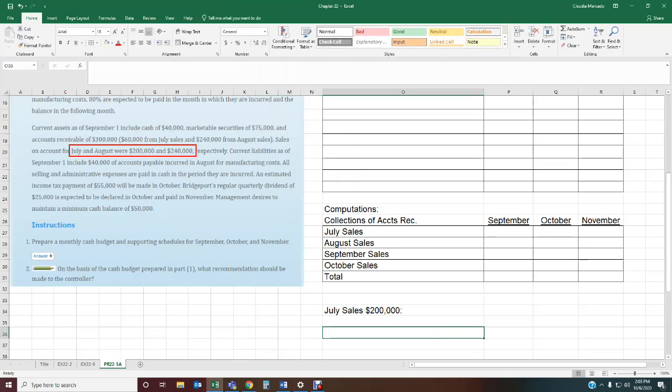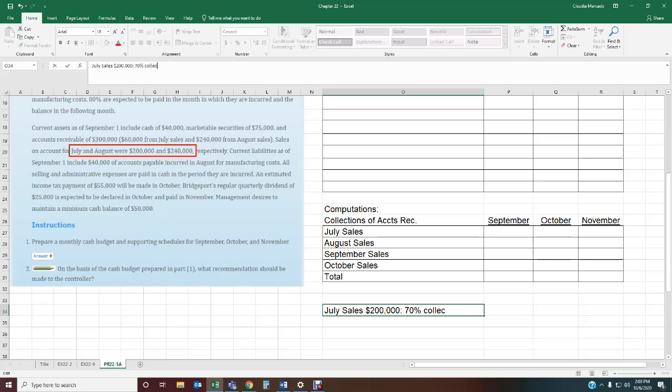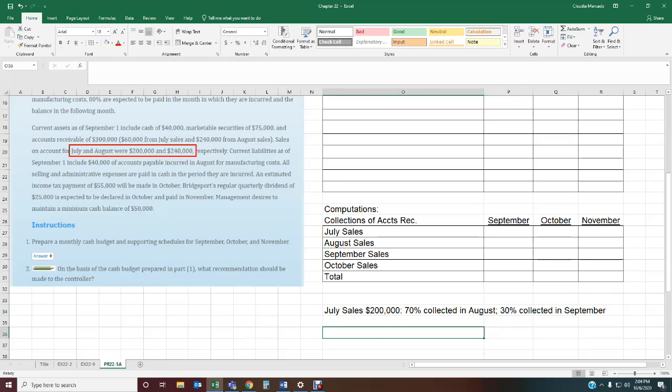So in July I had sales of $200,000. Out of those $200,000, 70% are going to be collected in August, and then 30% is going to be collected in September. So we had July sales of 200,000. 70% is going to be collected the following month, which is in August. 30% is going to be collected the second month after the sale, which is in September.